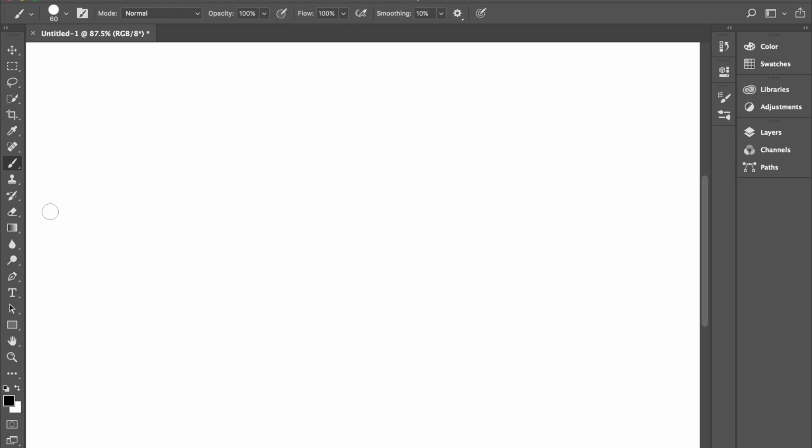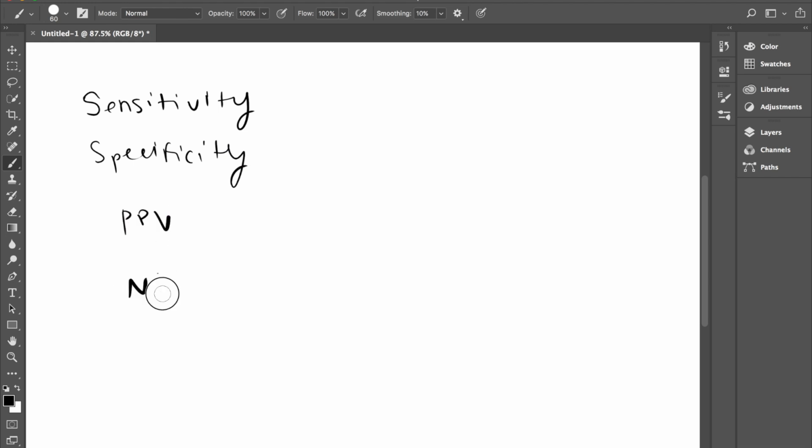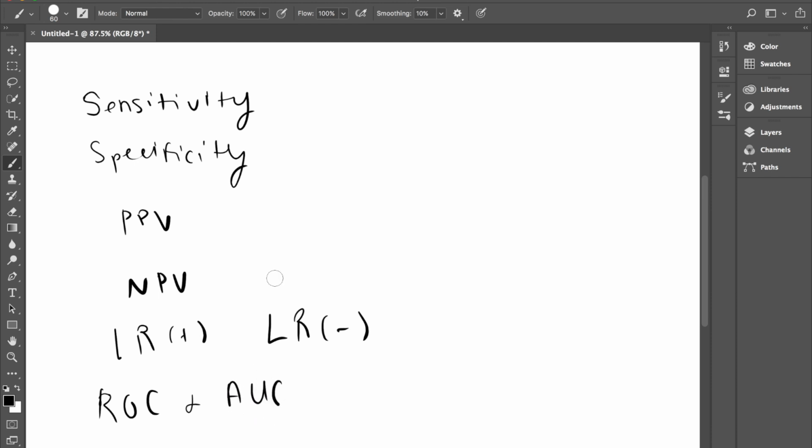So, typical summary measures that help us determine the effectiveness of the test include sensitivity. We have specificity. We're going to have positive predictive value, negative predictive value, a likelihood ratio, which can be a positive likelihood ratio, or it can be a negative likelihood ratio. And we can use receiver operating characteristic curves and area under the curve to determine all of this, right?